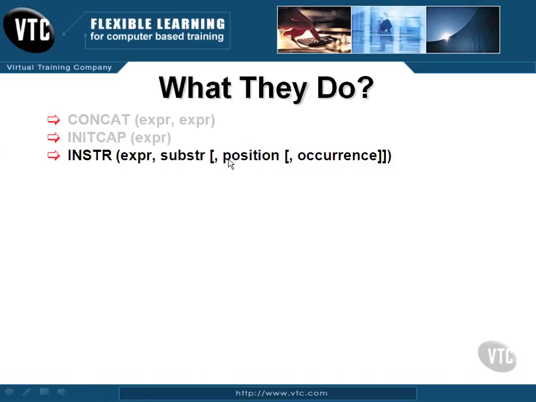You can look from a position and look for a specific occurrence. In other words, you can start at position 1 and find the second occurrence of the same string. If it doesn't find anything, it produces 0. If it does find something, it sends you back the position of the first character of the string or substring within the string or expression.